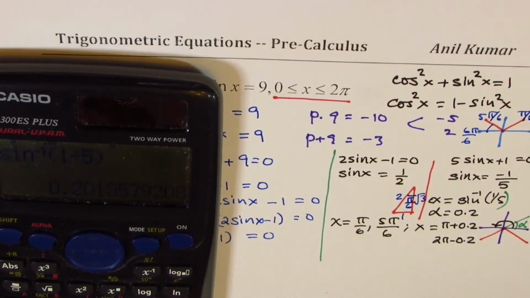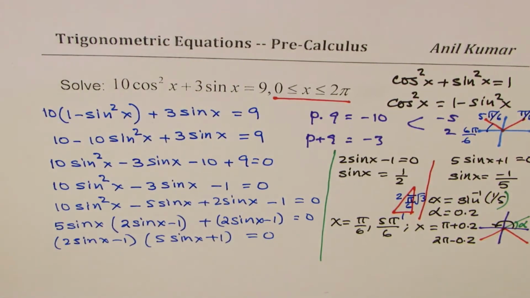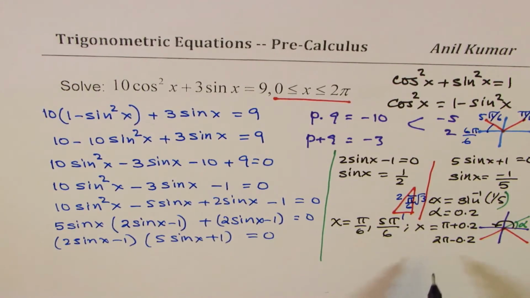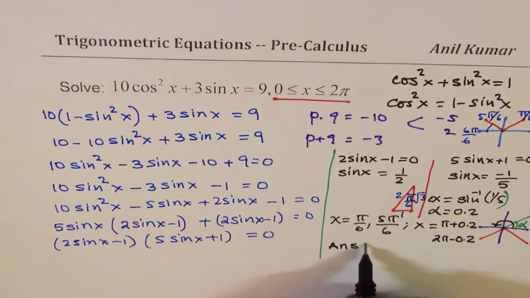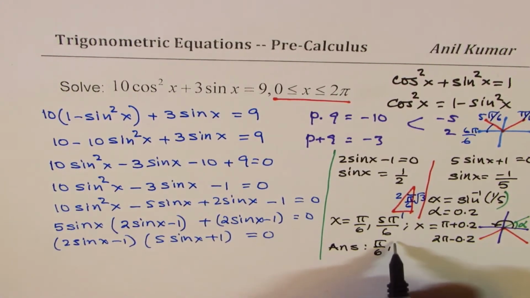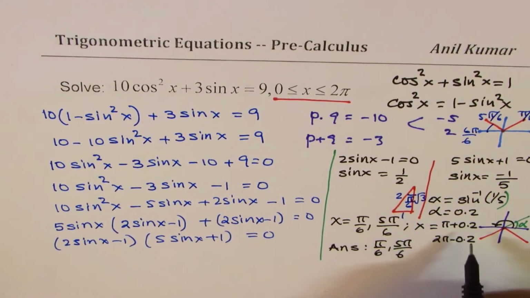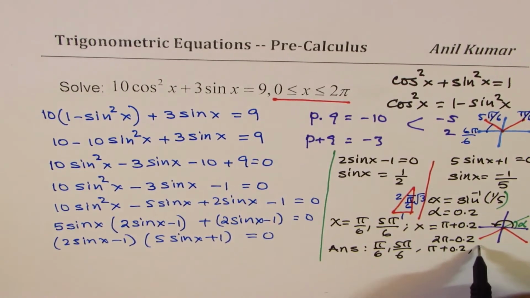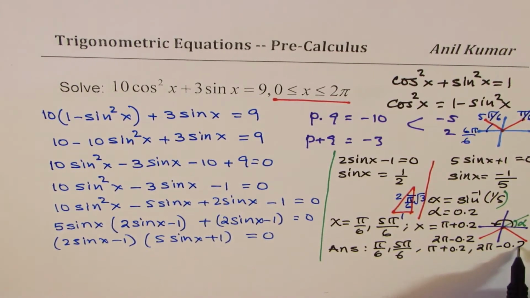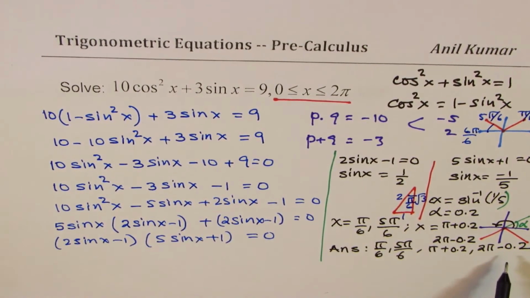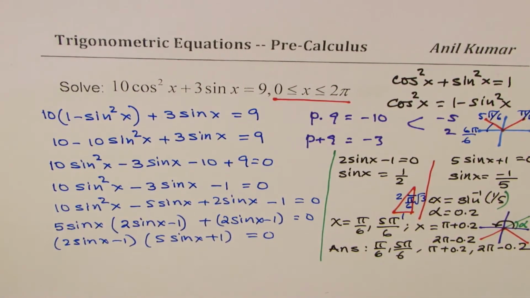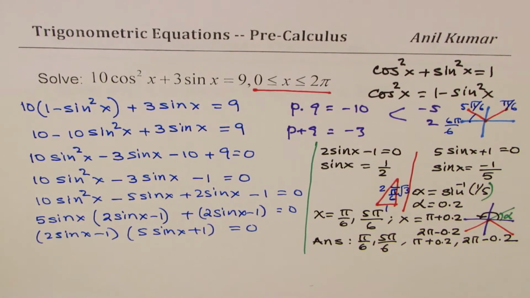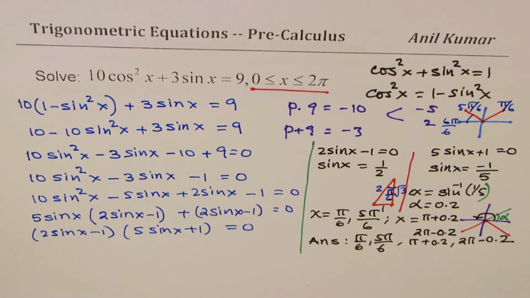I'll leave it with pi itself since it makes sense. You could actually write in decimals, but that looks better. Perfect. So I'll say that the answer for the given equation is pi by 6, 5 pi by 6. These are the exact values. And then we have pi plus 0.2 and 2 pi minus 0.2. These are the approximate values. So I hope all this makes sense. Go through this solution once again, try to understand the concepts, and now we'll take up the second question.